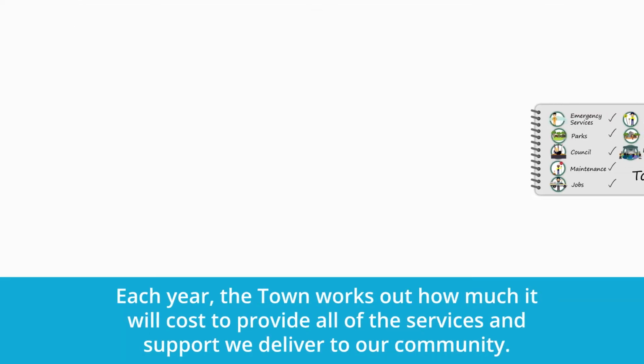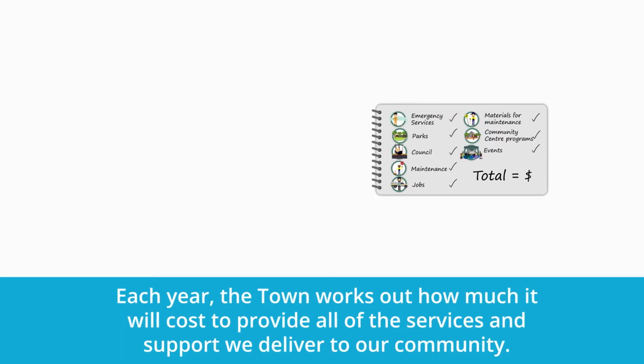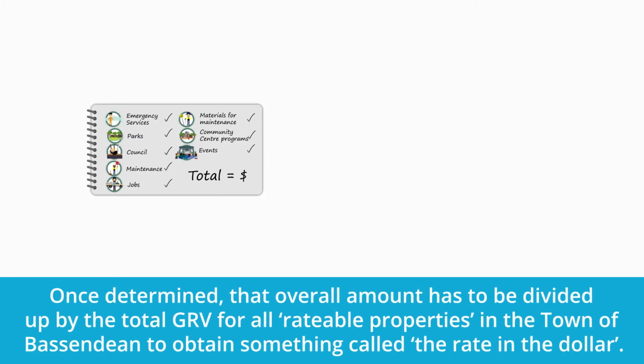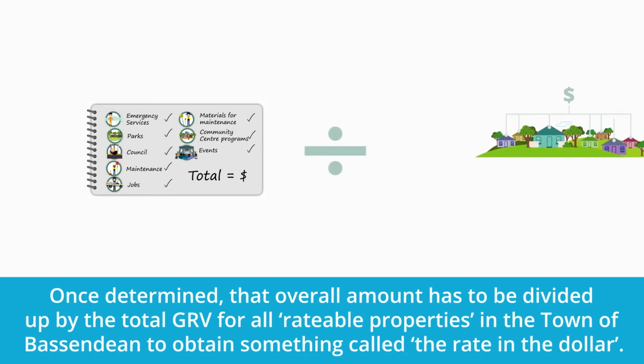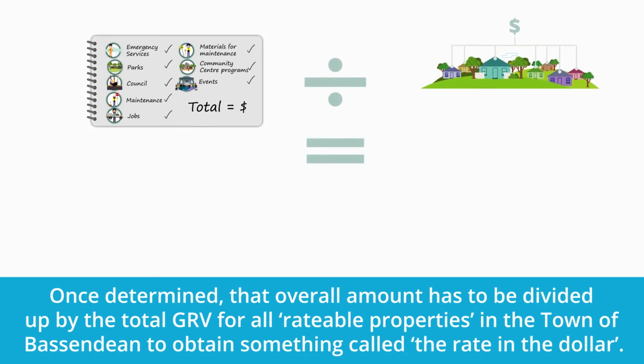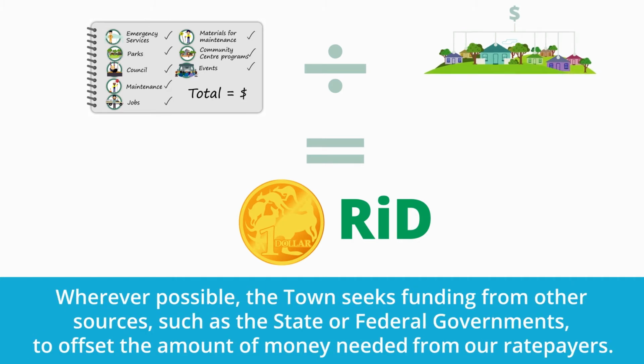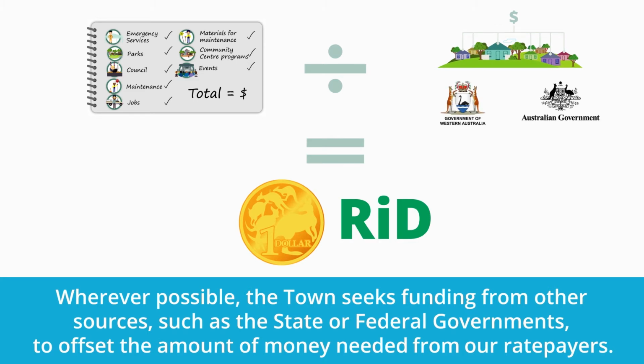Each year, the town works out how much it will cost to provide all of the services and support we deliver to our community. Once determined, that overall amount has to be divided up by the total GRV for all rateable properties in the town of Bassendean to obtain something called the rate in the dollar. Wherever possible, the town seeks funding from other sources, such as the state or federal governments, to offset the amount of money needed from our ratepayers.